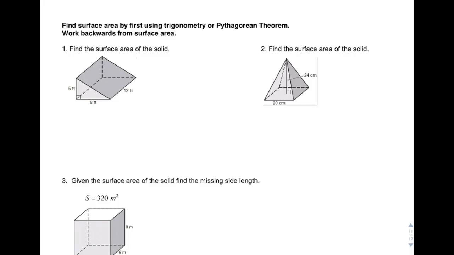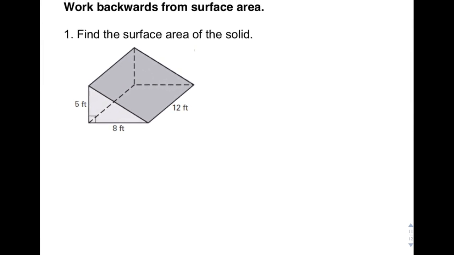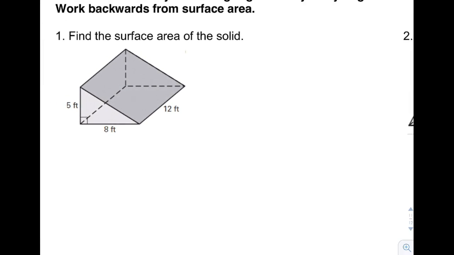Hey, this is B-level skill out of the surface area learning target. We're going to try to find surface area first by using Pythagorean theorem or some other type of method to find an unknown side length. So let's take a look at number one. We're asked to find the surface area of the solid, and the best way that I like to find surface area is just to break it into the parts.